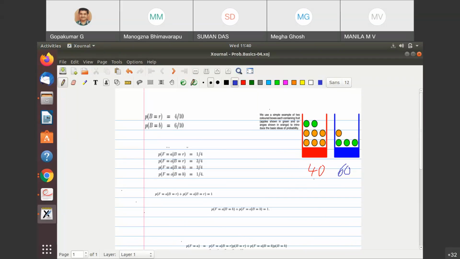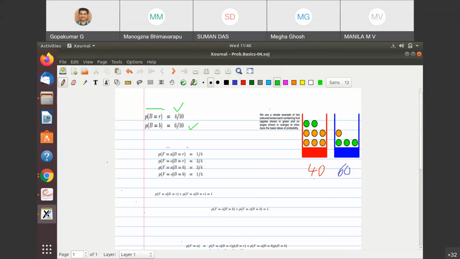So that means we have only two boxes, one with a 40 percent chance of being selected and the other with 60 percent. So we can say that the probability of b equal to r is 4 by 10, and the probability of b equal to blue is 6 by 10. That is the way we can find out those probabilities.